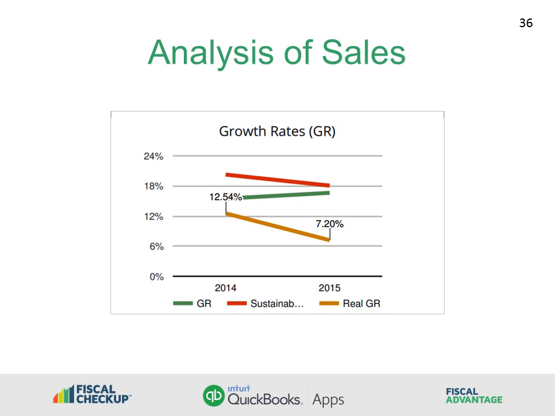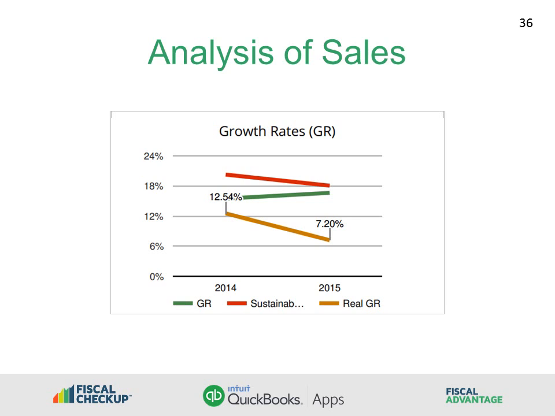Now, to calculate the real growth rate, Fiscal Checkup removes the price increase, so a price increase alone cannot be misinterpreted as sales growth, and the changes in cost of goods sold, where a cost of goods sold price increase acts just like a price increase. Both of those are removed when calculating the real growth rate. Sales aren't growing as fast as some might think.